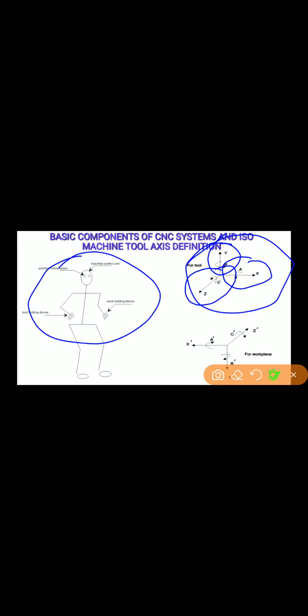But for the workpiece it is contrary to this, meaning the directions have been changed. If we are talking about x dash, we are moving towards the job, towards the work. We are also talking about z dash and y dash. So these directions are all contrary to the tool directions, right? Then go to the next.